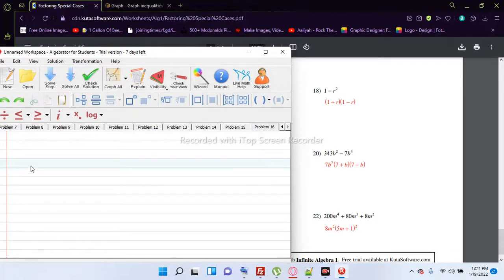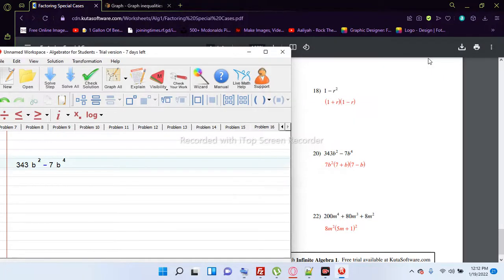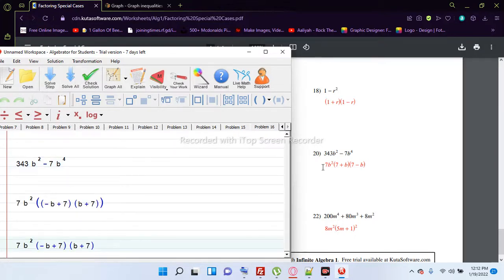And you begin. 343b, shift 6 key, 2, which is squared. Minus. Again, remember, double click in the front, minus 7b to the fourth power. Shift 6 key, the number 4. Okay, now we wrote down the problem. Solve all. What does it say here?